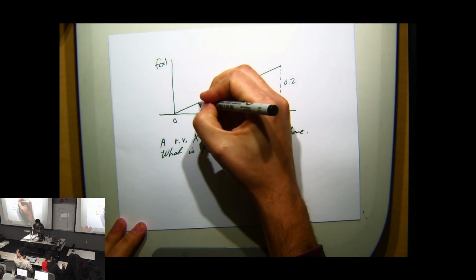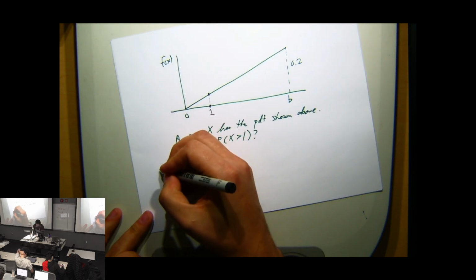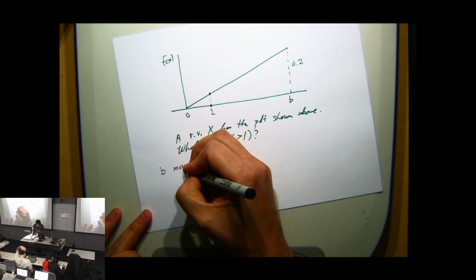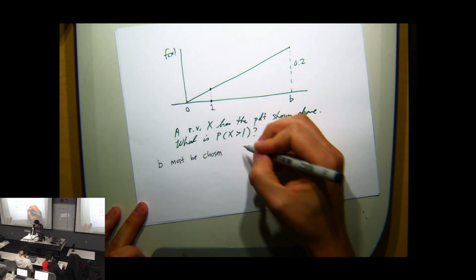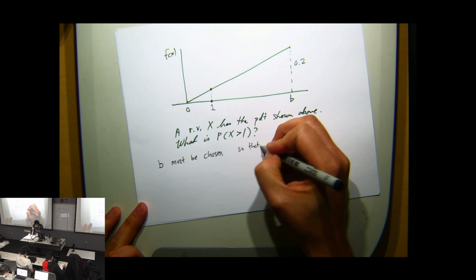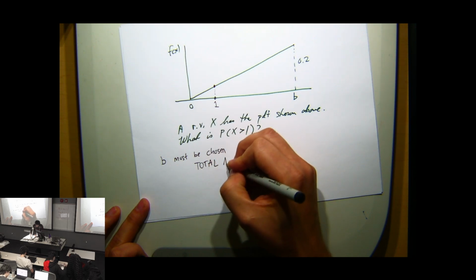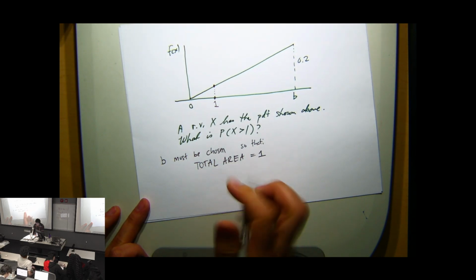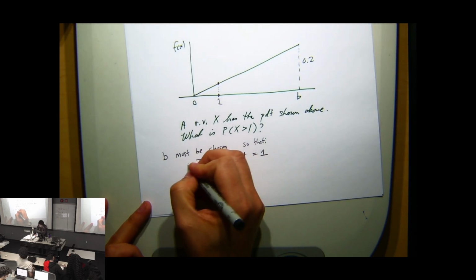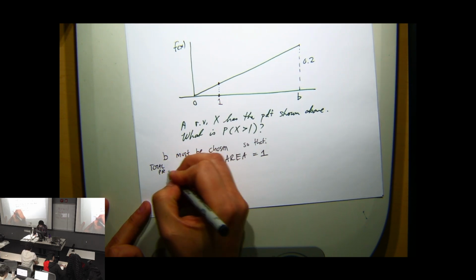So this is what we want. We want the 1 over here. But before that, let's figure out what B is. So B must be chosen so that... This is the golden rule of PDFs. The total area equals 1. The total area represents the total probability, and the total probability better be 1. That's what probabilities do. That's why it's got to be 1.